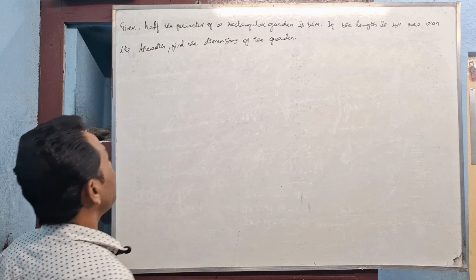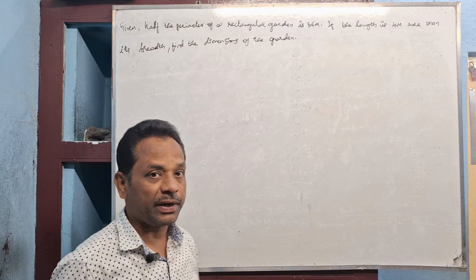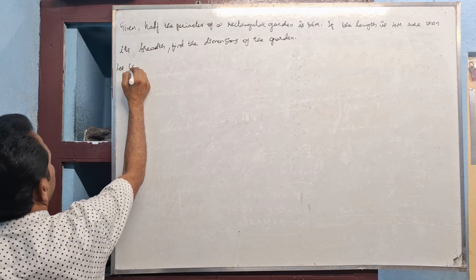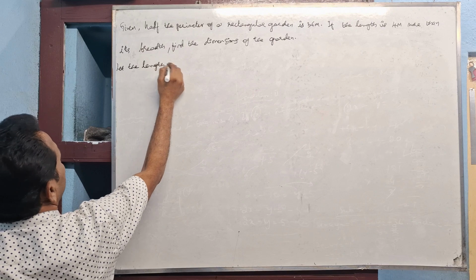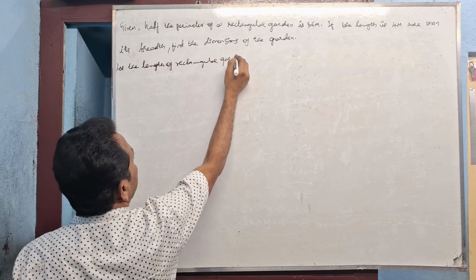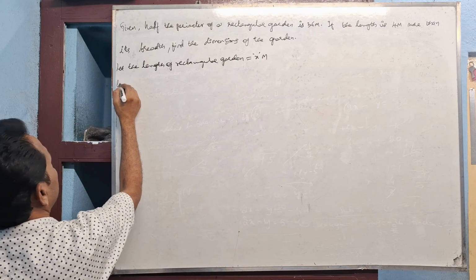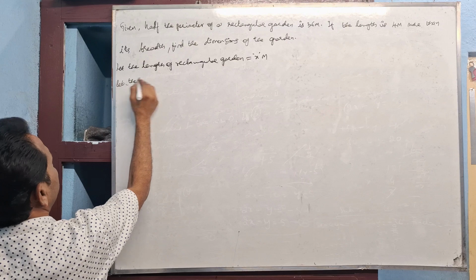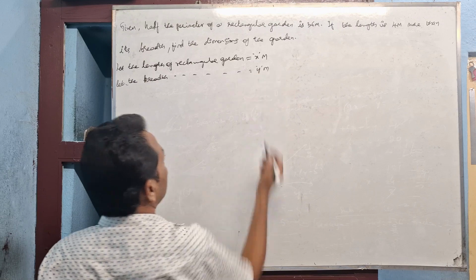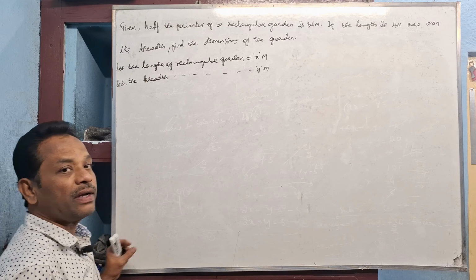Bacho, in this question, we need the length and breadth of a rectangular garden, given that half the perimeter of the rectangular garden is 36 meters, and also given that length is 4 more than breadth. So, bacho, let the length of the rectangular garden be x meters, and let the breadth of the rectangular garden be y meters. We need to find x and y values.